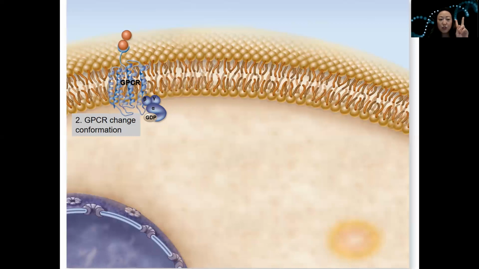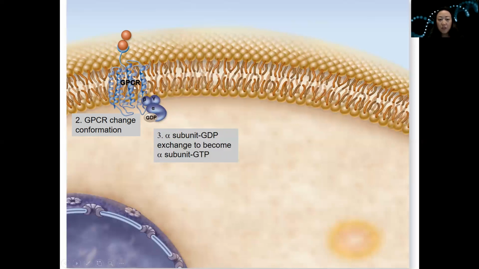Okay, once it's bound, it's going to change conformation, this GPCR. So step 2, GPCR changes its shape. Now, as it changes its shape, then it's going to dissociate this G protein, as you will see. This G protein now is affected. So it's a chain reaction. You got ligand coming on to GPCR, then affects the G protein that it's bound to. Okay, so it's like a cascade.